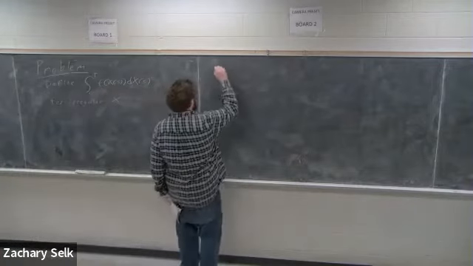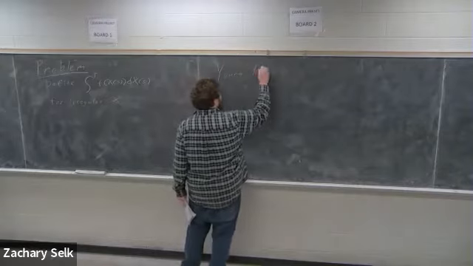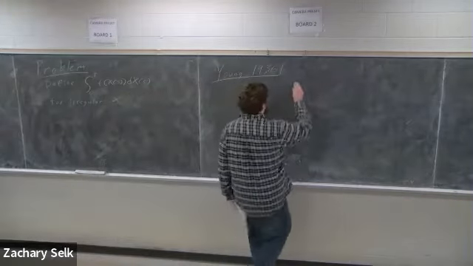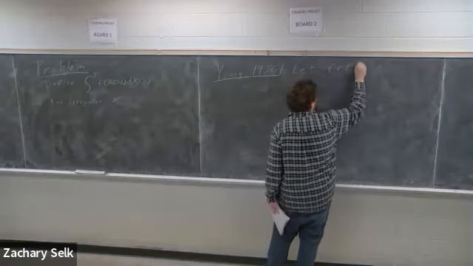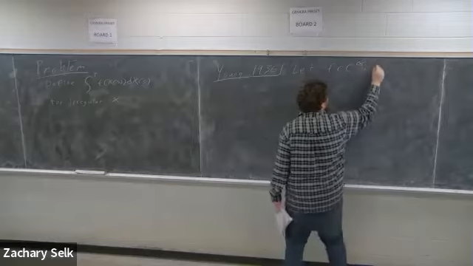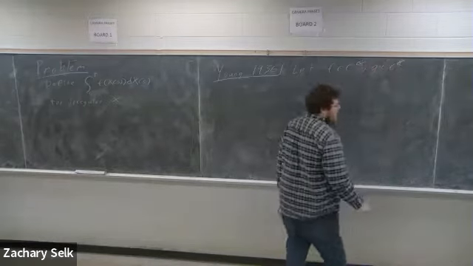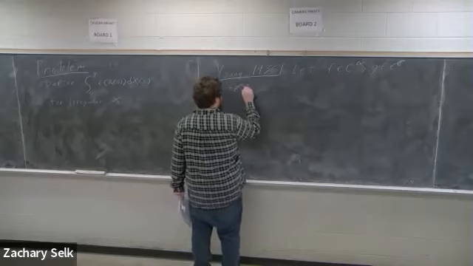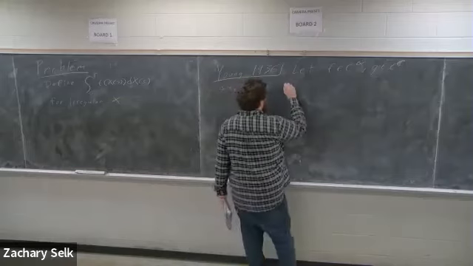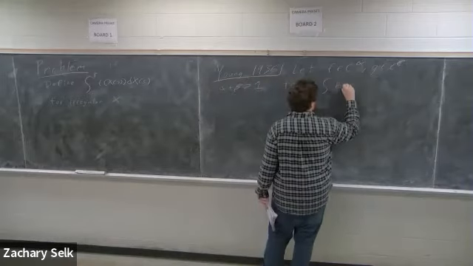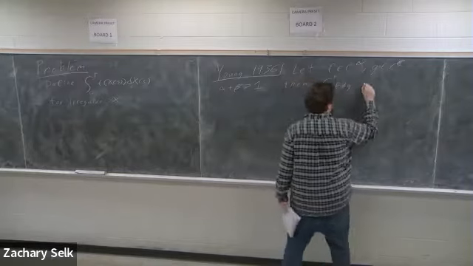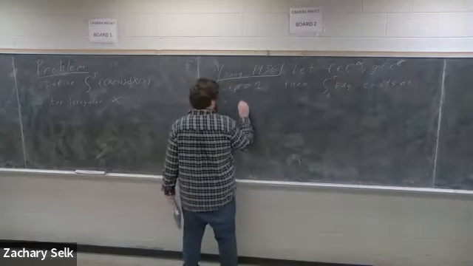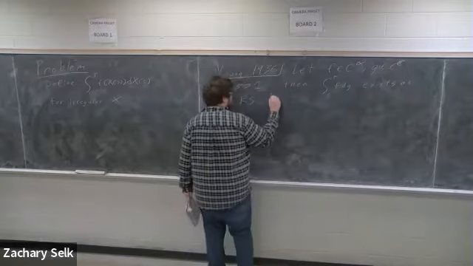So Young proved in 1936 that if F is in C alpha and G is in C beta, these are the alpha and beta Holder spaces with alpha plus beta greater than 1, then the integral of F dG exists as just a standard Riemann-Stieltjes integral.